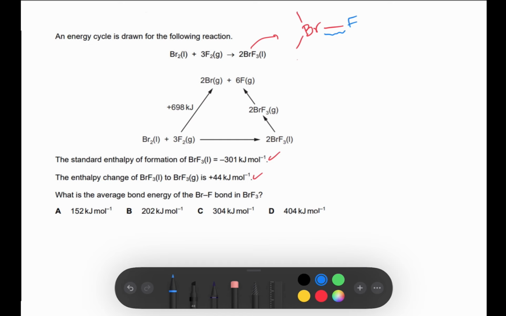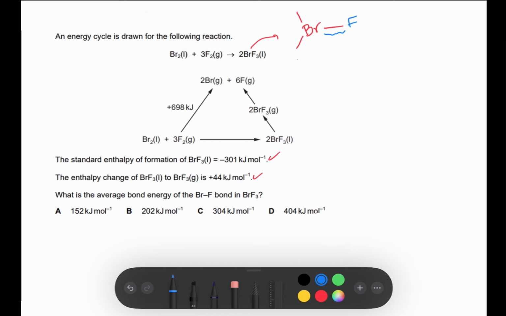Welcome everybody. Pause the video and read the question carefully. As we can see, the question is asking me to calculate the average bond energy with given data, as we can see here. So how can I arrange all of these data in order to calculate the bond energy? But what type of bond energy?